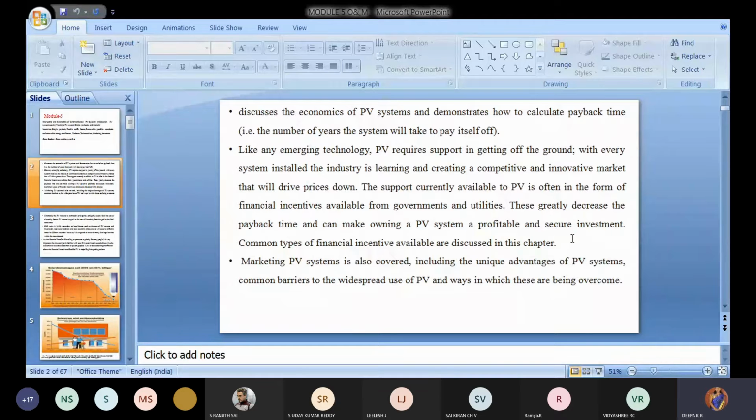Okay, so then marketing PV system is also covered, including the unique advantages of PV system, common barriers to the widespread use of PV, and ways in which these are being overcome. So these are like technical part. See, no one is interested to go for new things every day.